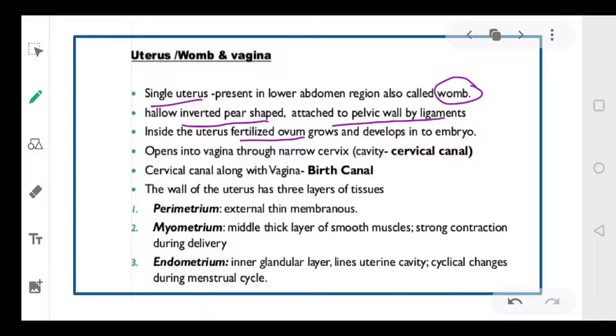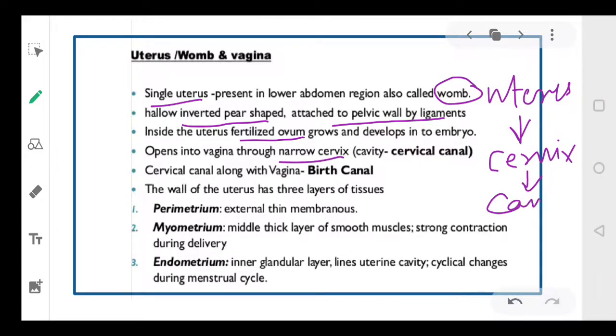So first of all you will have the uterus, then the uterus will lead to the cervix. You can say the uterus will open into the cervix, and the cervix will then open into the cervical canal, and the cervical canal will then open into the vagina.